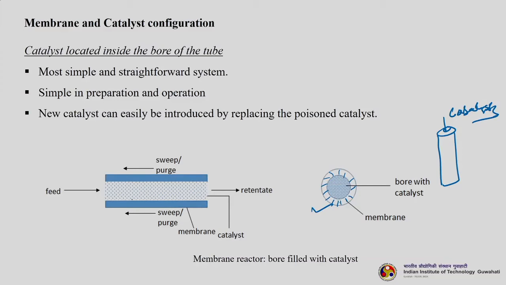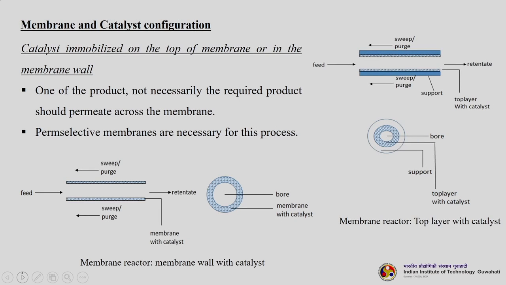Your feed is entering and directly coming in contact with the catalyst, whatever the reaction is happening, and if you are having a purge or sweep gas outside the lumen of the membrane, that helps in enhancing the rate of mass transfer. Your product retentate is coming here and other things can come out like this. Another option is that the catalyst can be immobilized on top of the membrane or in the membrane wall. Here the membrane wall is immobilized with catalyst, so the bore is now completely empty. The membrane itself is impregnated with the catalyst.